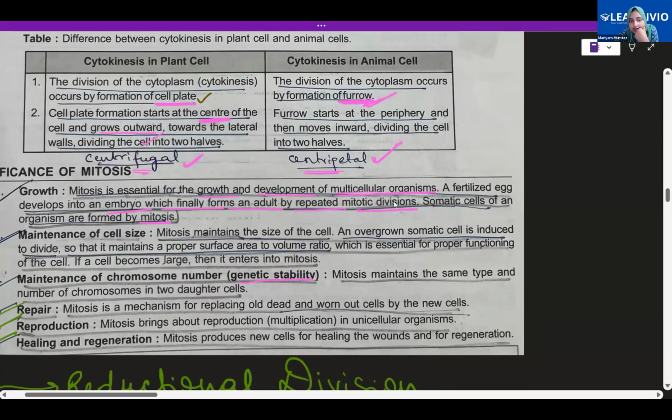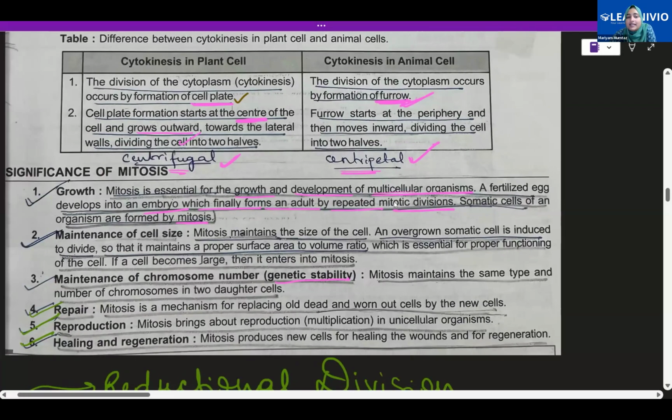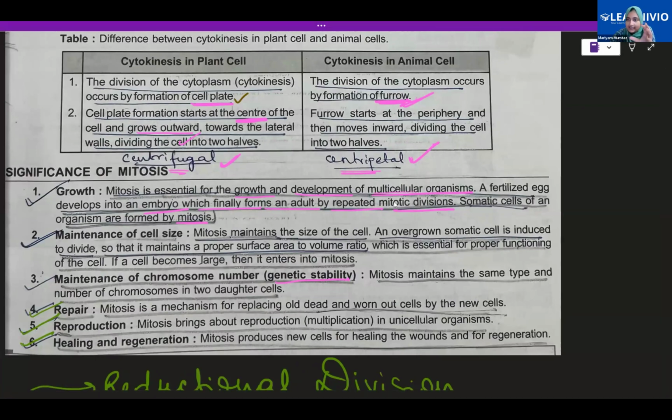Somatic cells of an organism, meaning body cells, are formed by mitosis. Second, maintenance of cell size. In our body, every cell has a definitive size. That maintenance is done by the cell through mitosis. So if the cell becomes very huge, it will enter mitosis to reduce the size.